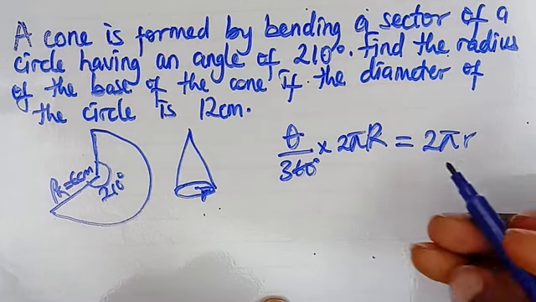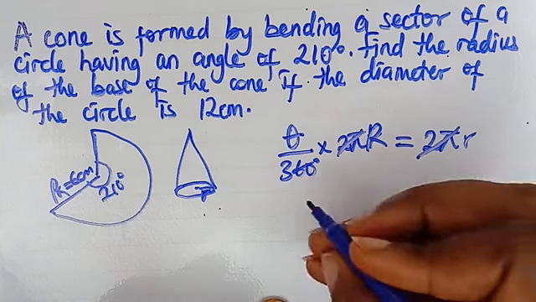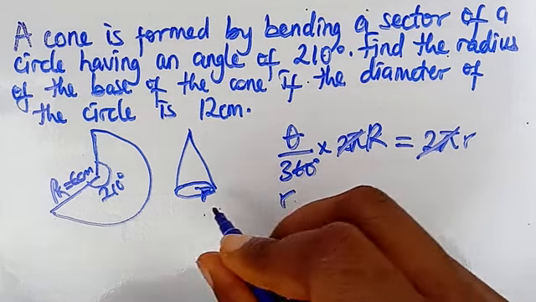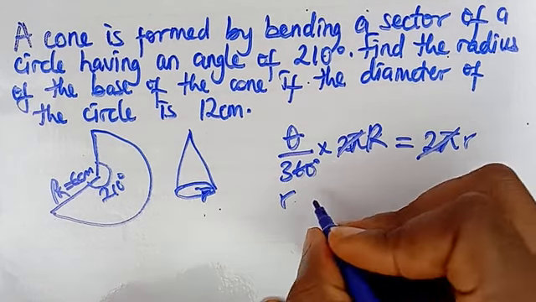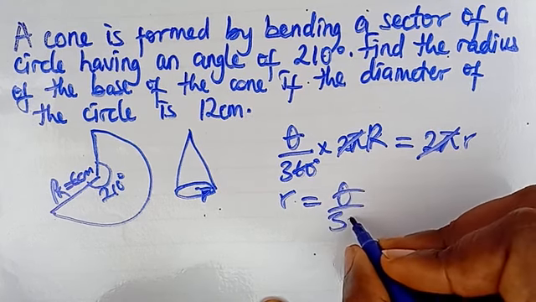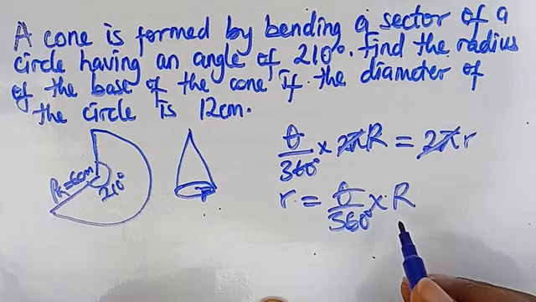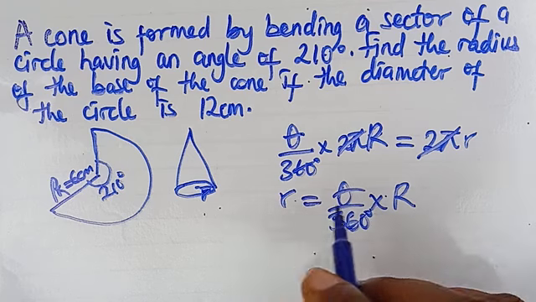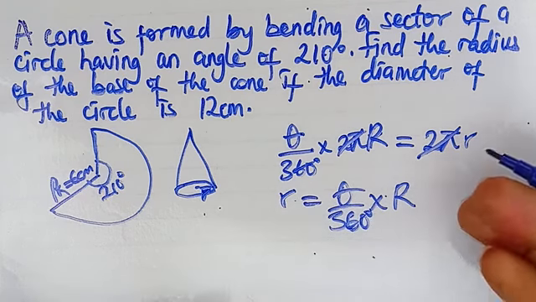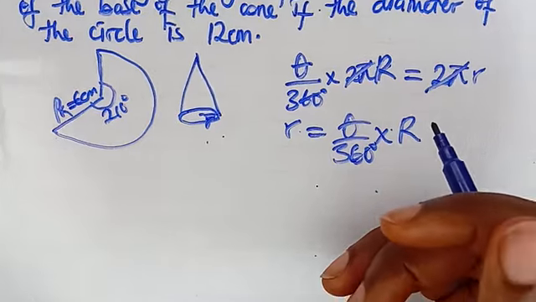So 2 pi will cancel out 2 pi at the end of the day. So the base radius of the cone is equal to pi theta over 360 degrees times R, where R is the radius of the circle, of the sector of the circle that formed this cone. So we have gotten the formula for it. So we are now going to substitute.